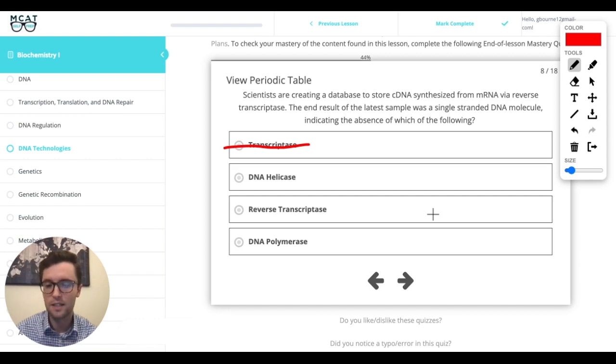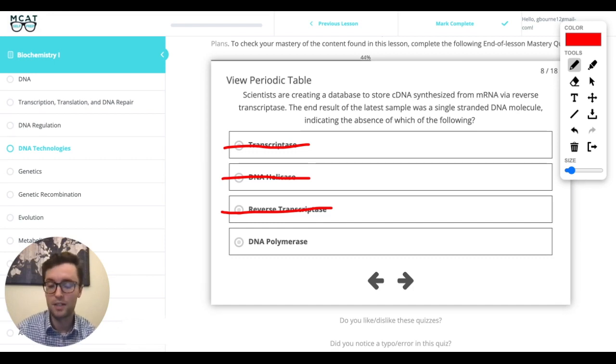Then we've got DNA helicase. Again, that's an enzyme that helps unwind DNA to replicate it. It wasn't critically implicated in this process of going back from mRNA to cDNA, so we can get rid of that. Now we're left with these two, reverse transcriptase and DNA polymerase. Both of these are involved in the process of going from mRNA to cDNA, but the absence of which one of these would leave us with a single strand? Now again, we know that reverse transcriptase is what actually creates that single strand. So that couldn't have been absent. We can get rid of that because that's what allowed it to make that single strand in the first place.